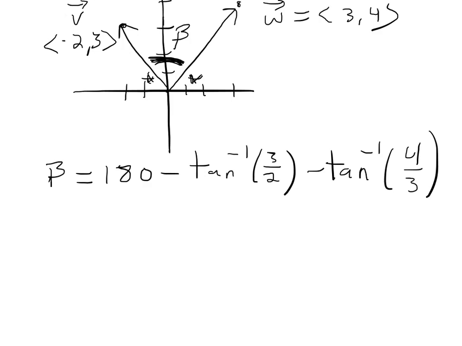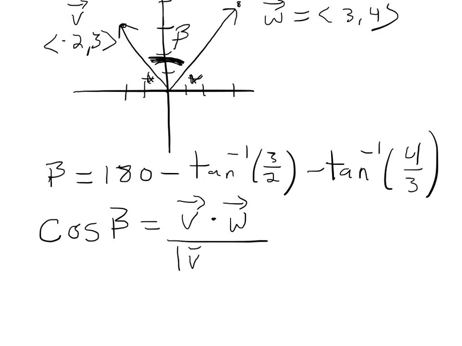Now, this is equivalent to this relationship. The cosine of beta also happens to equal the dot product of V and W divided by the product of the magnitudes of V and W. So if I've already done V dot W, V dot W is 6. And I've already figured out the magnitude of V, that's root 13. And I've already figured out the magnitude of W. Well, no, actually I haven't. But the magnitude of W will just be 5. Because 3 squared plus 4 squared, the square root of that is 5.